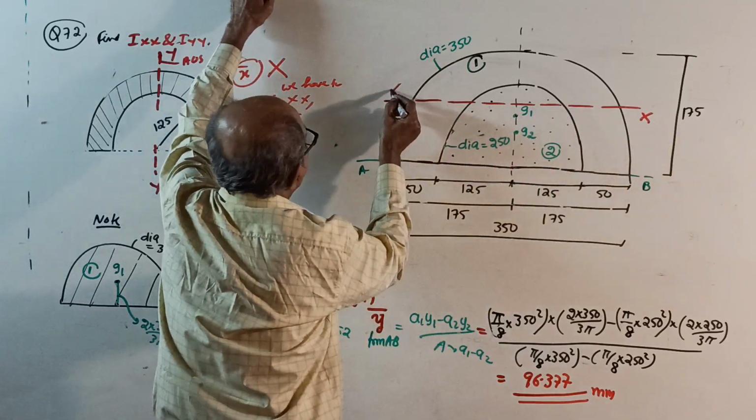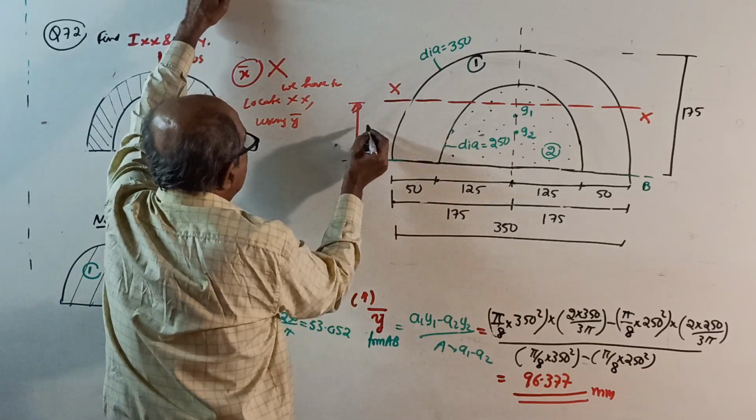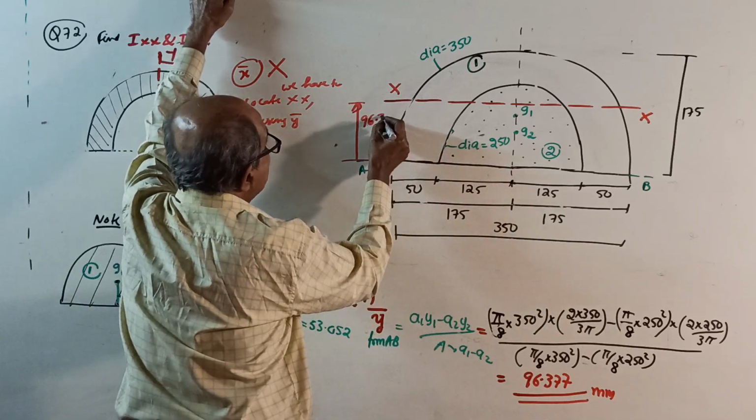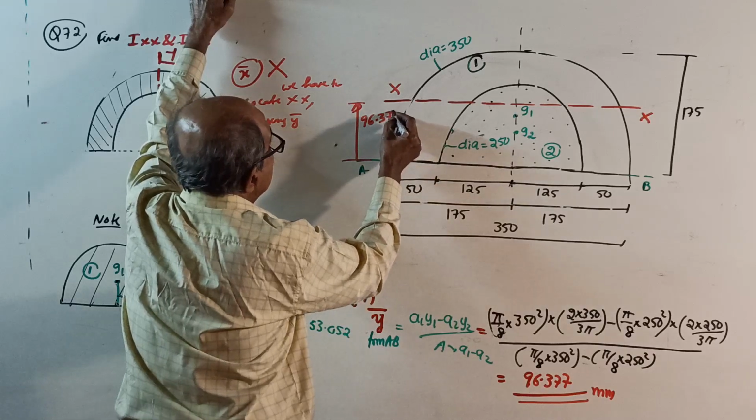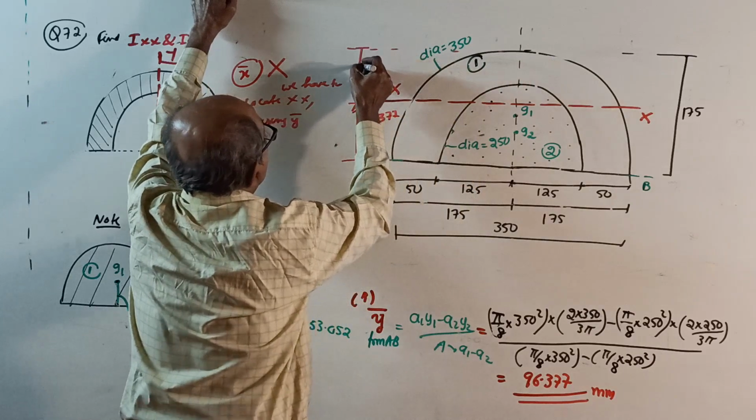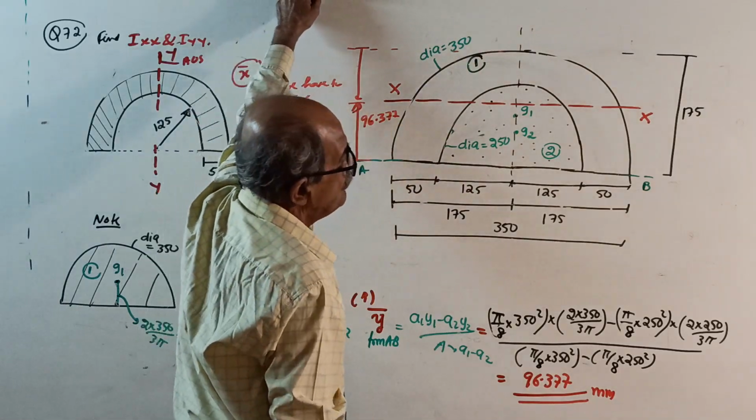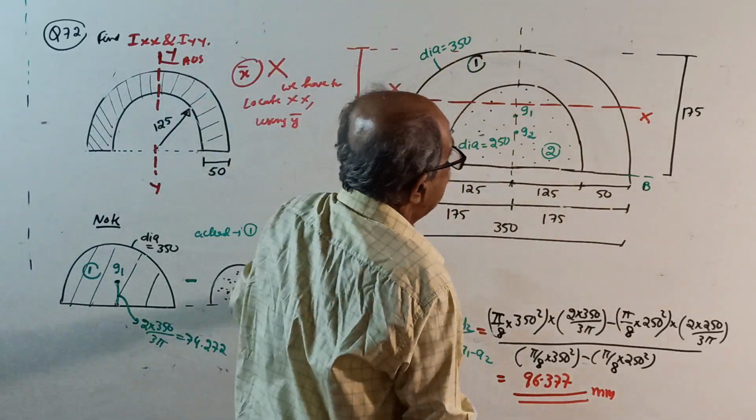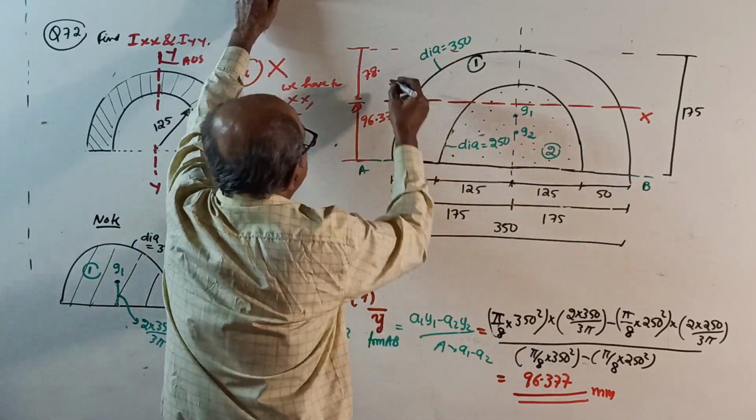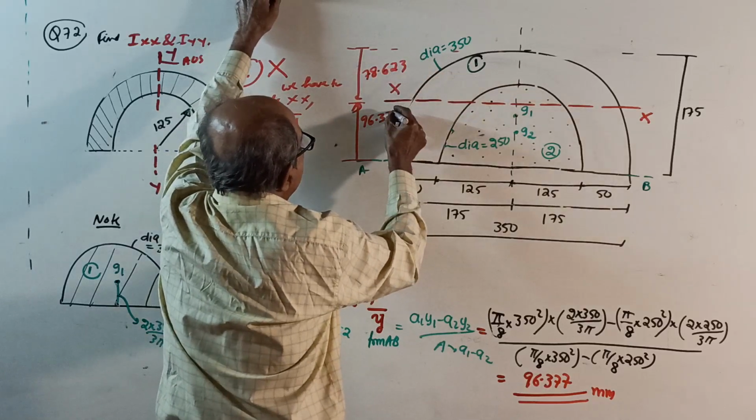This is your x-x axis. From here to here will be 96.3377. Then from the topmost edge to this one will be total 175. 175 minus 96.something is 78.623. This is 377.